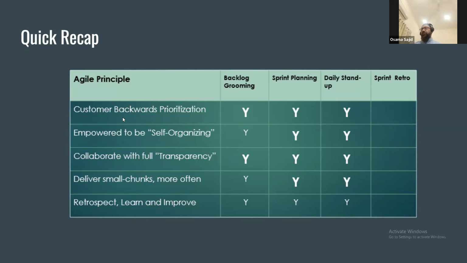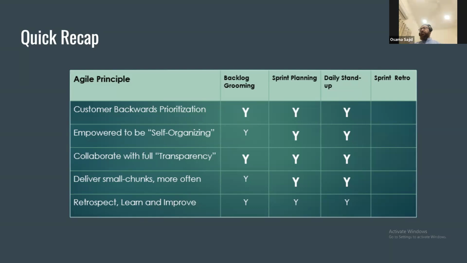And so first we want to do customer backward prioritization. We saw that in action in backlog grooming, that whatever is more important for the customer, we prioritize that first. We empowered to be self-organizing. The team has to be self-organizing. If everything is coming top down, then the team is not self-organizing.